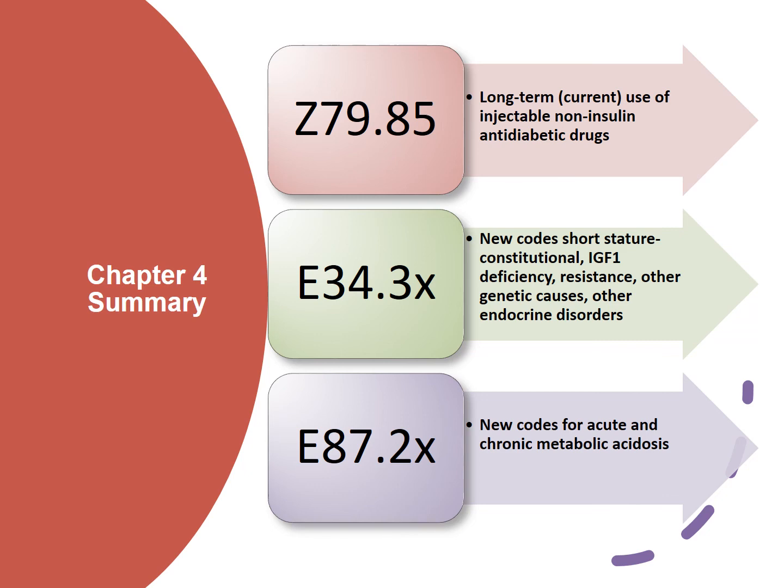Coming to the summary of the changes. G79.85, long-term use of injectable non-insulin antibiotic drugs, should be reported with this diagnosis. E34.3, these are short stature codes. New short stature codes for constitutional IGF-1 deficiency and resistance, and other genetic causes and other endocrine disorders. E87.2, new codes for acute and chronic metabolic acidosis are created. These are the changes in chapter 4.